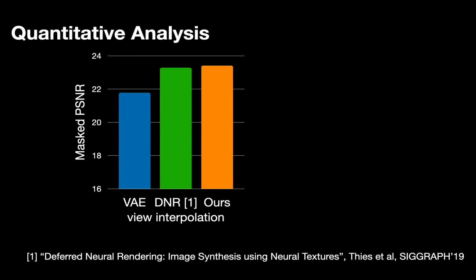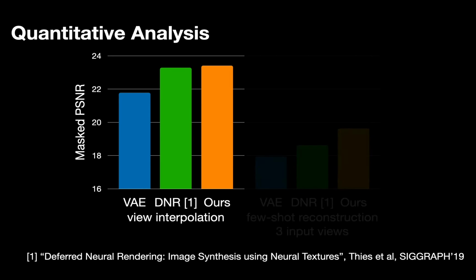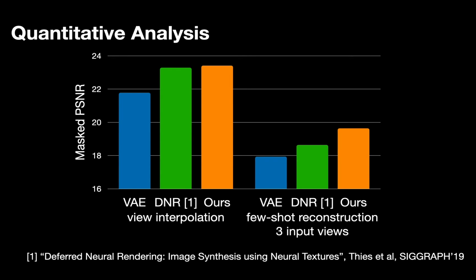We perform a quantitative analysis of our representation compared to the VAE baseline and deferred neural rendering. Our representation is marginally better compared to deferred neural rendering in view interpolation, but the results are significantly better for few-shot reconstruction using 3 input views, as our stack representation enables seeing parts that could be occluded by the proxies.